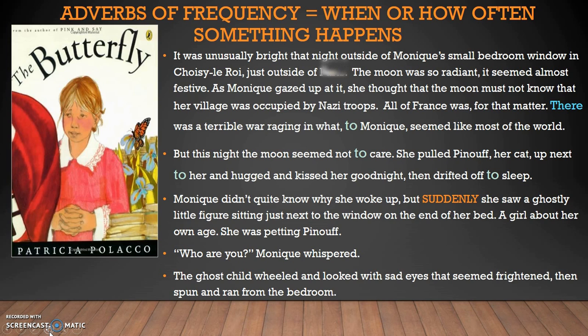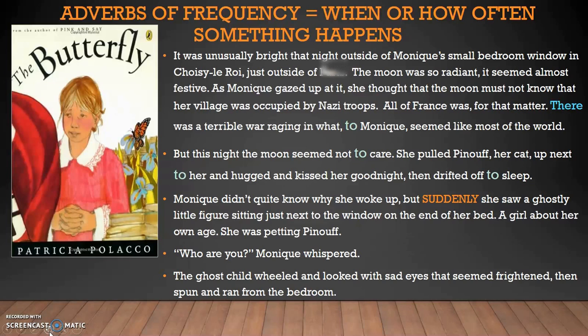It was unusually bright that night outside of Monique's small bedroom window in Choisy-le-Roi, just outside of Paris. The moon was so radiant it seemed almost festive. As Monique gazed up at it, she thought that the moon must not know that her village was occupied by Nazi troops. All of France was, for that matter. There was a terrible war raging in what to Monique seemed like most of the world. But this night the moon seemed not to care.